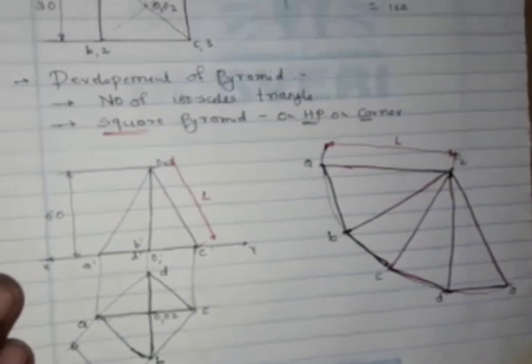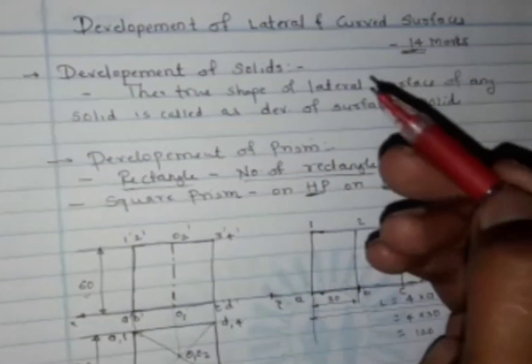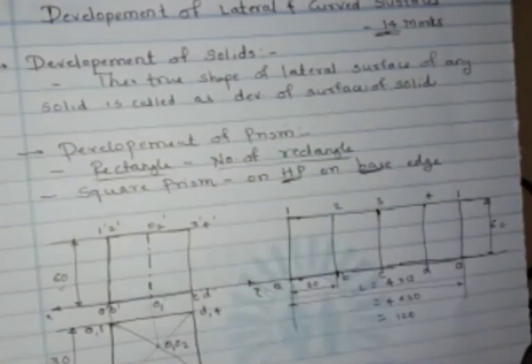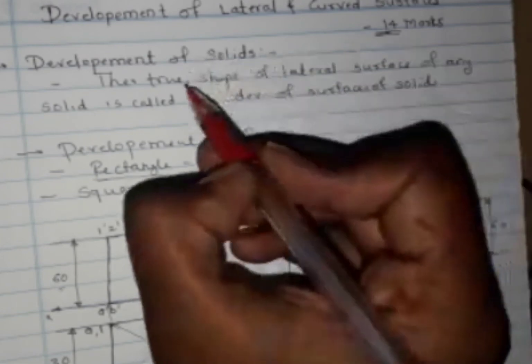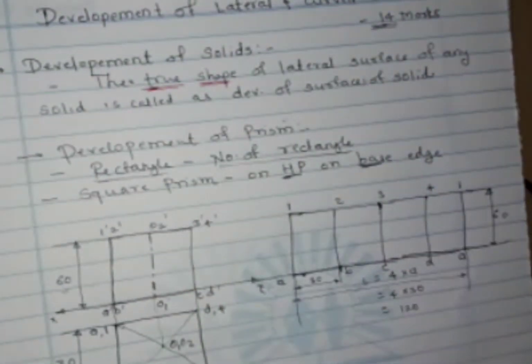In this, starting from its definition, we have seen what is meant by the development of the solid. In its development, when all the lateral surfaces of the solid are opened out and placed in a plane, then whatever shape is obtained, we call it the development of the lateral surface. Or in another way, how we can define it: the true shape of the lateral surface of any solid is called the development of the surface of the solid. Okay, so this is the general definition of the development.